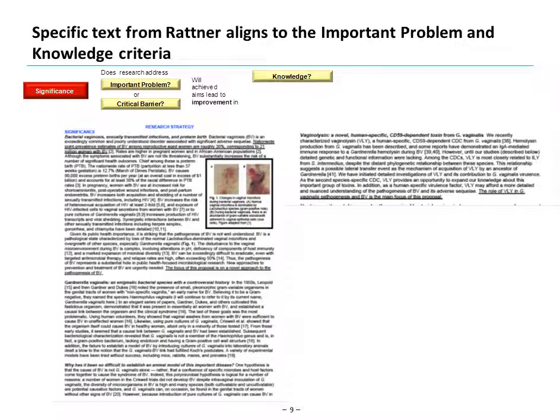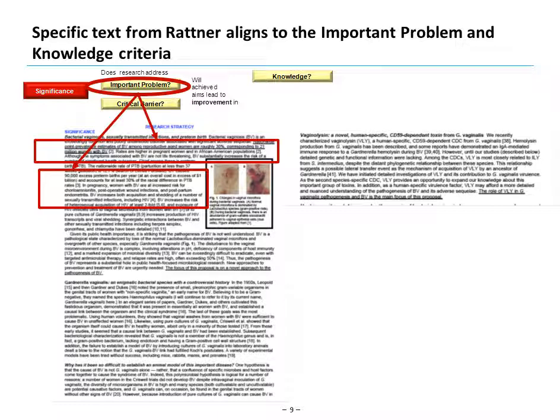And specific text from Ratner aligns to the important problem and knowledge criteria. Here's our important problem. Bacterial vaginosis among reproductive aged women is roughly 30% of overall, corresponding to 21 million women with this affliction. And rates are higher in pregnant women and in African American populations. It's estimated there are 90,000 excess preterm births per year. And the cost of this, over $1 billion.